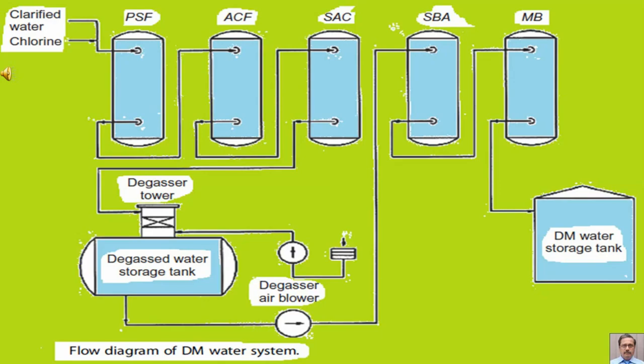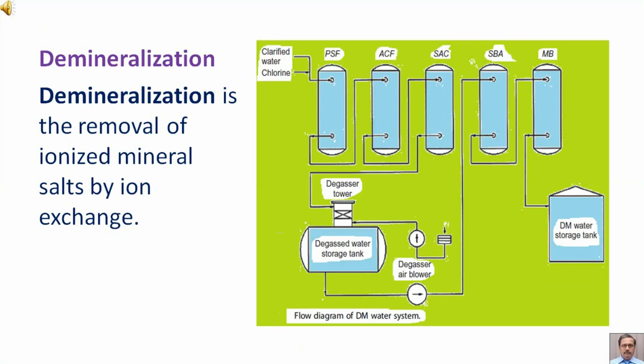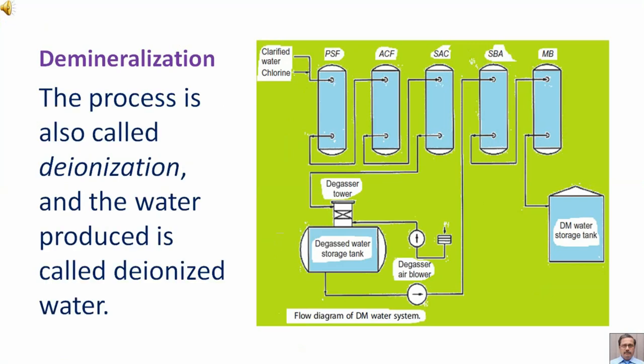This is the flow diagram of DM water system. Demineralization. Demineralization is the removal of ionized mineral salts by ion exchange. The process is also called deionization, and the water produced is called deionized water.